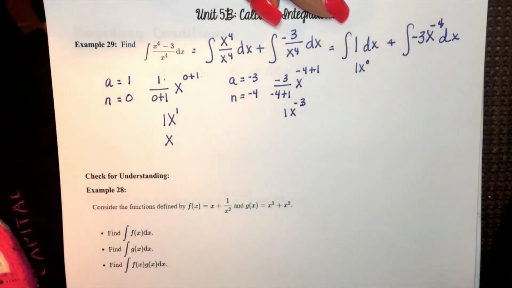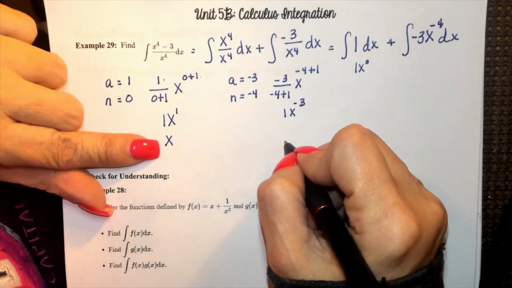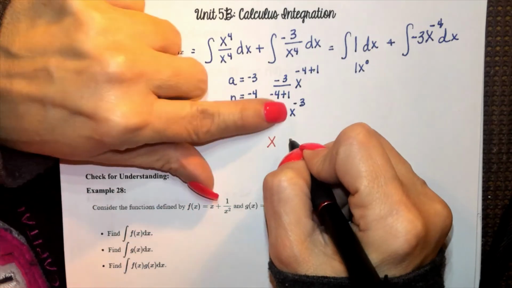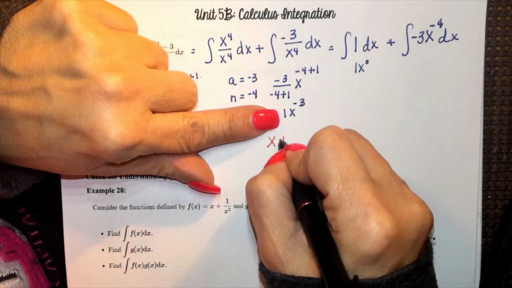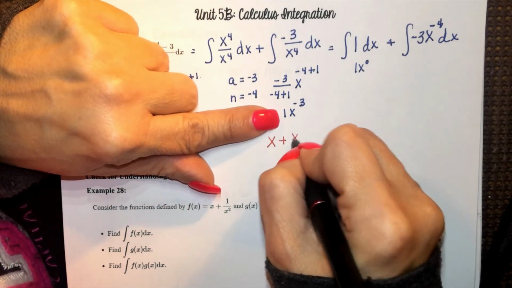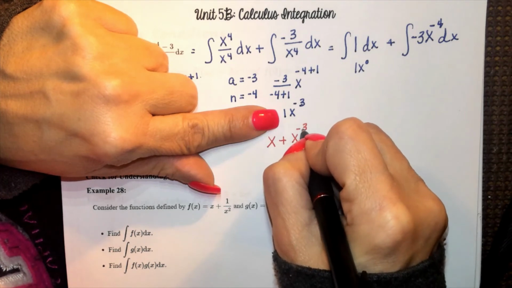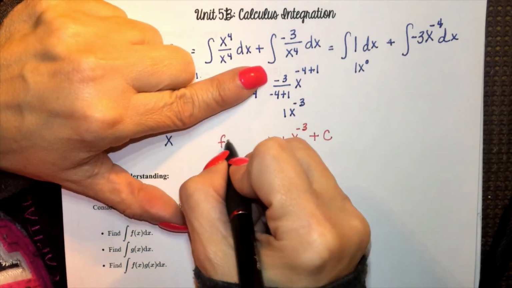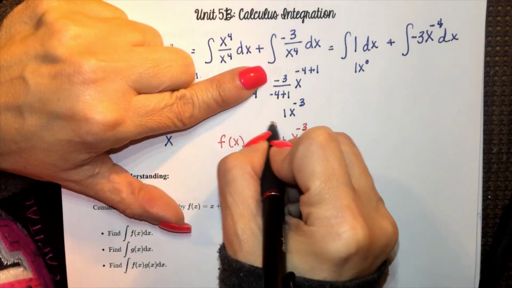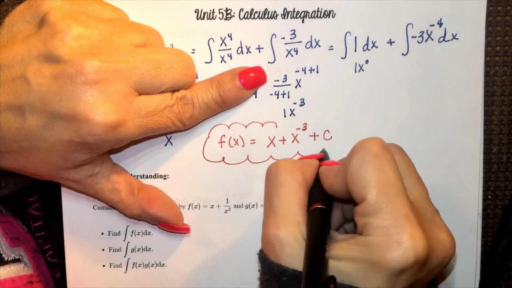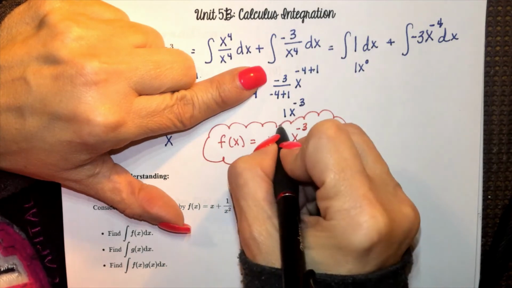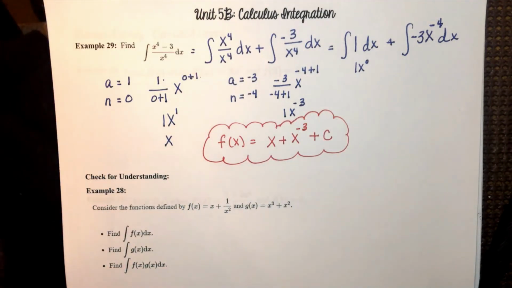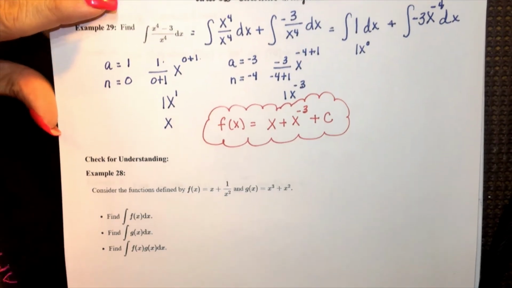So here's what I ended up with. I had x, and then I ended up with plus x to the negative 3. And then I want to remember that there is a C. So the original function f of x was this right here. All right, our check for understanding.